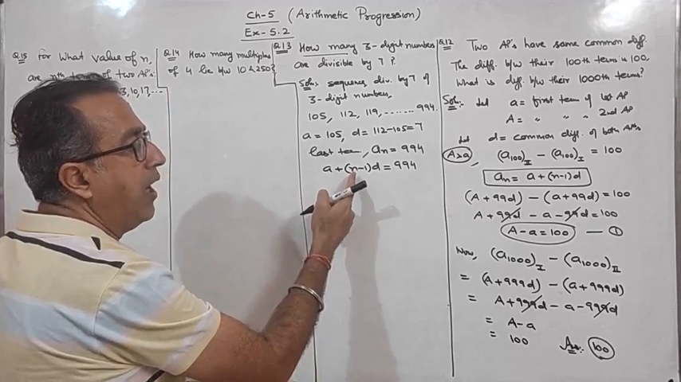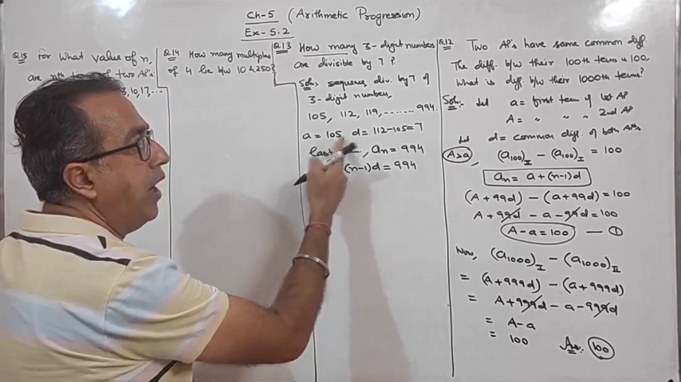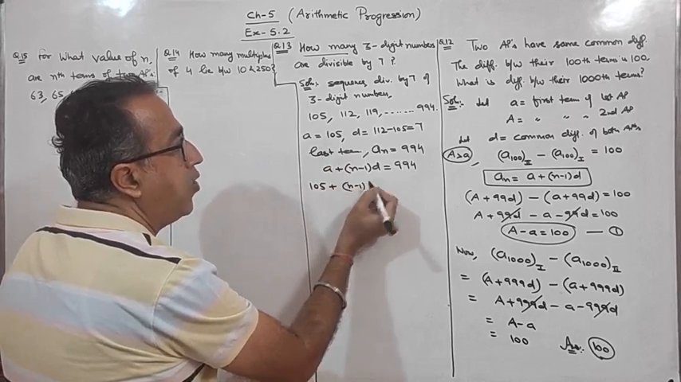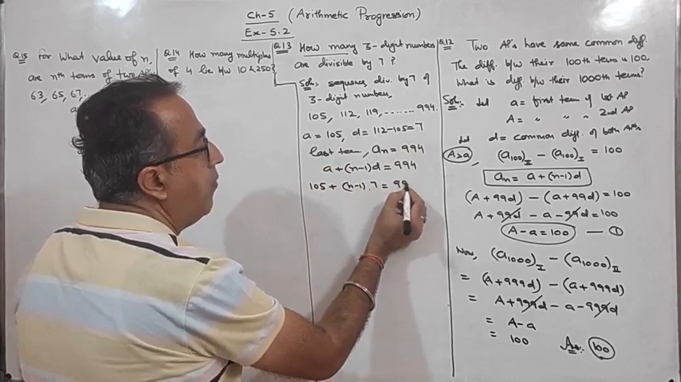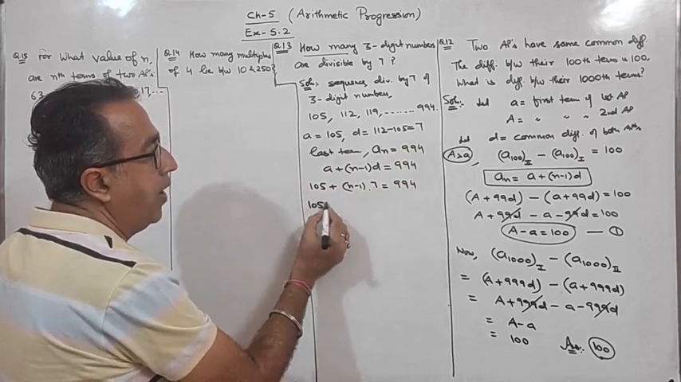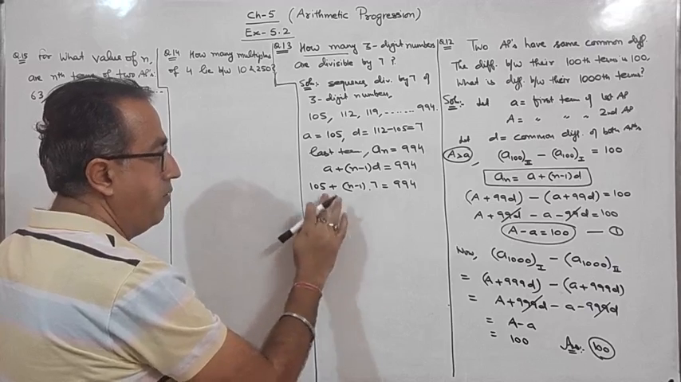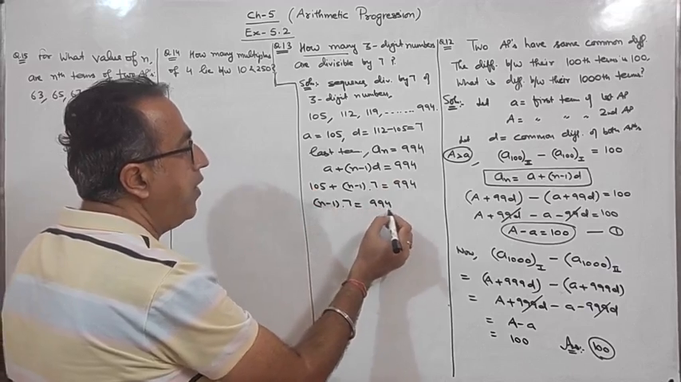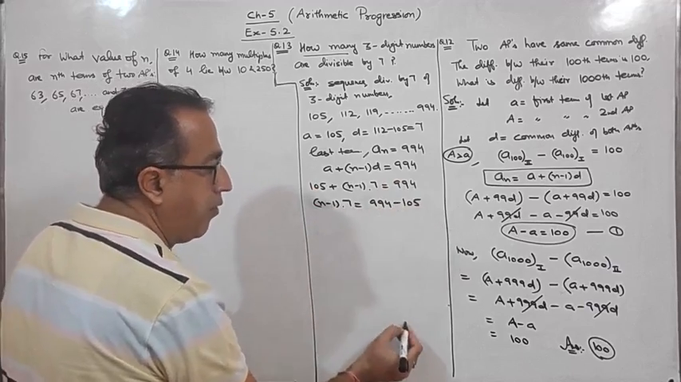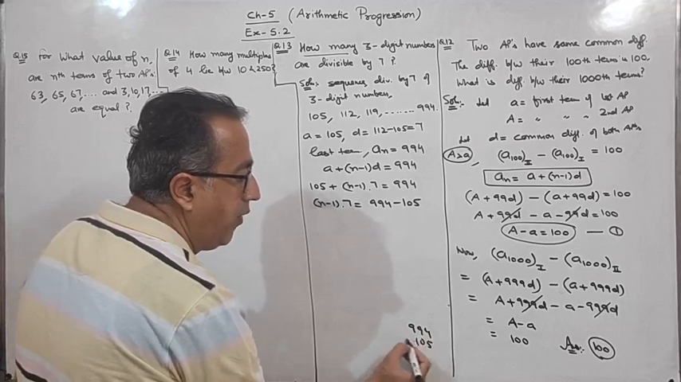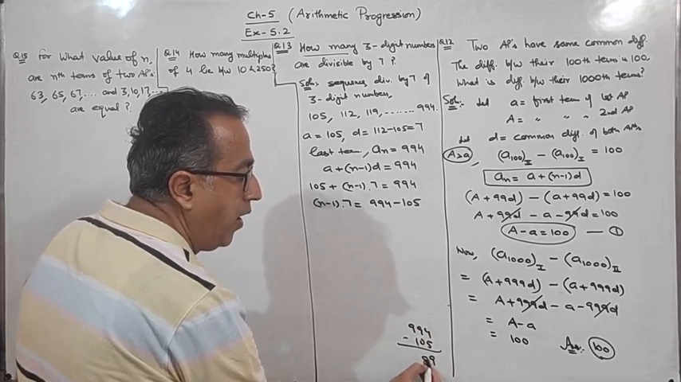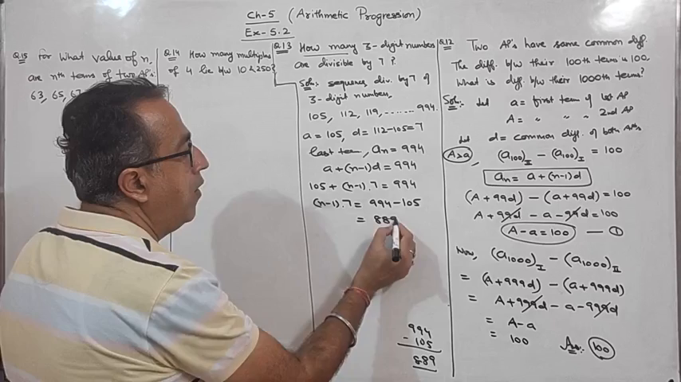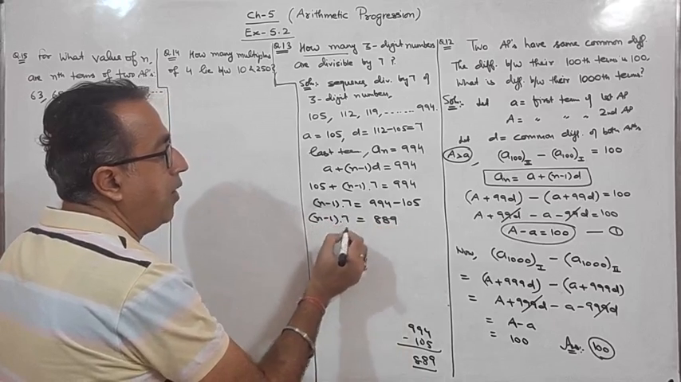Now we have to find n from this equation. We have a and d. Put the value of a, 105, n minus 1, value of d, 7, is 994. Shift this 105 to right hand side. 994 minus 105. What do you get? 9 and 4, 105. You subtract this. This is 889. N minus 1 into 7.